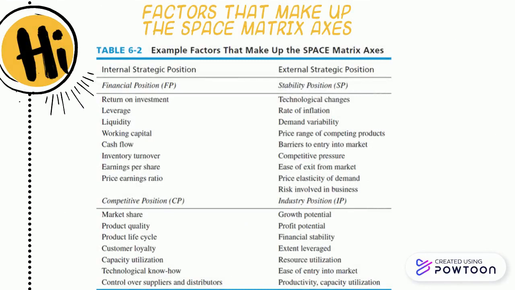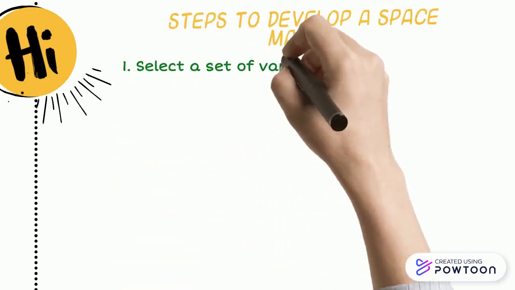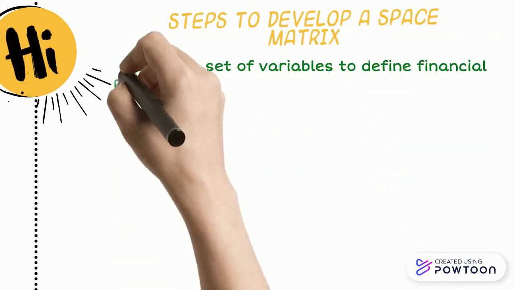Factors that make up the SPACE matrix. The internal strategic position has financial position (FP) and competitive position (CP). Then the external strategic position has stability position (SP) and industry position (IP). The steps to develop a SPACE matrix are 6 steps.